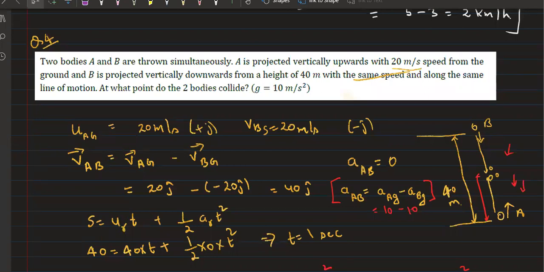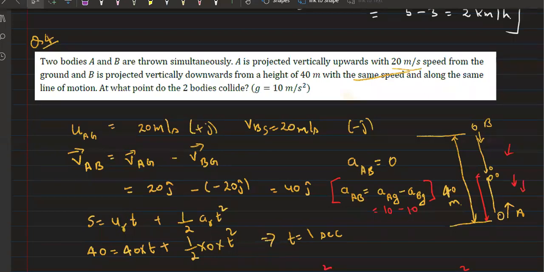Yes, Vaishnavi. That's what we can say. 15 meter above the ground, because the last step is just the second equation of motion.